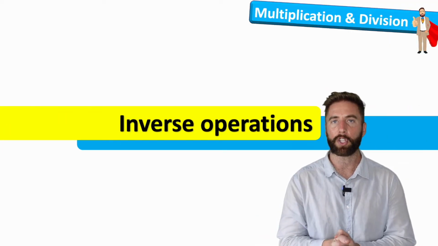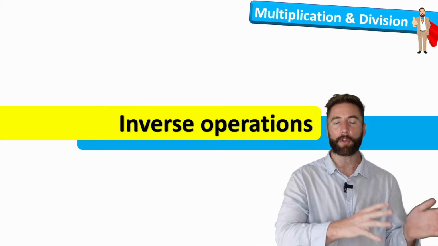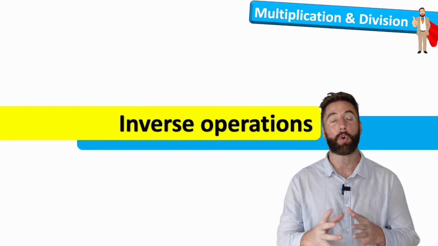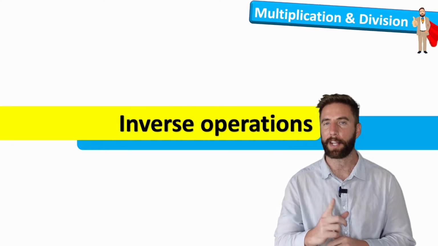Okay, now we've had a little look at multiplication and division. Let's have a little look at inverse operations and see how we can go from one to the other and see how that will help us not only check our answers to make sure we've got the right answer, but also to help us with some missing number problems. Let's start.